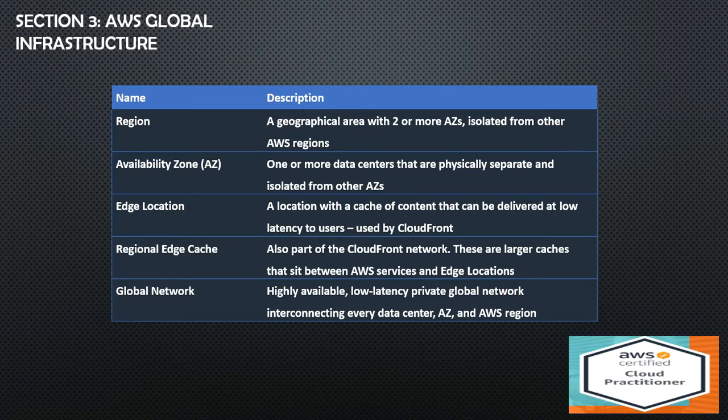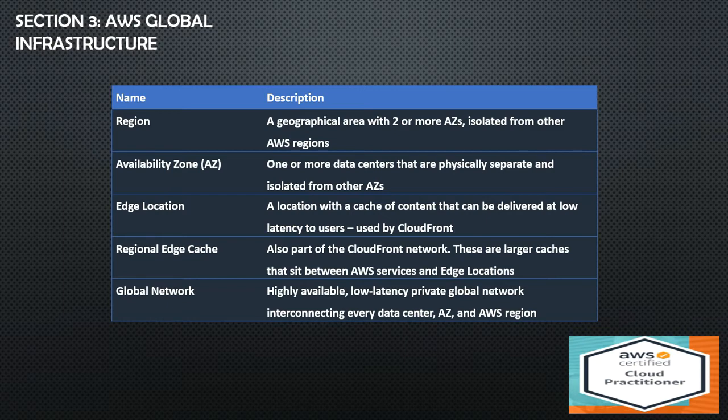An edge location is basically a cache of content that is part of CloudFront. A location with a cache of content that can be delivered at low latency to the users. So the content that is being accessed regularly is cached in these locations, and then the users are served from these edge locations rather than going to the AZs, so that the users will feel low latency.